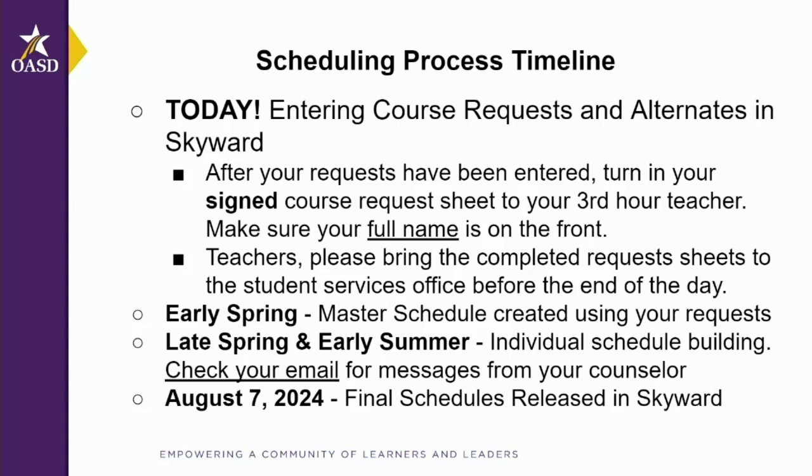Late spring through early summer, we will then be working on individual scheduling based on the requests that you entered into Skyward. The one really important thing is counselors will email you if there are specific issues that need to be taken care of before schedules are released. So please check your email. Do it a couple times a day just to make sure, because we will email you first. And then on August 7th, 2024 is when final schedules will be released in Skyward.